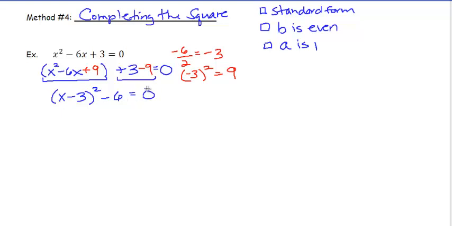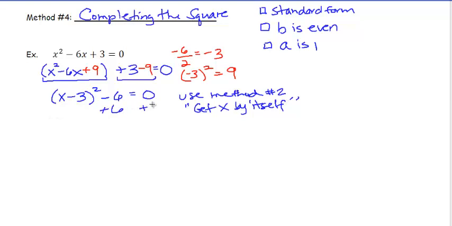What we just did was go from standard form into vertex form. And when we're in vertex form, we're actually back to method 2, which is getting x by itself. So that's what we're going to do now. We are going to use method number 2, get x by itself, or solve for x. So here we go. We're going to add 6 to both sides. So now we just have x minus 3 squared on the left and 6 on the right. And here's where we take that square root and get two numbers.